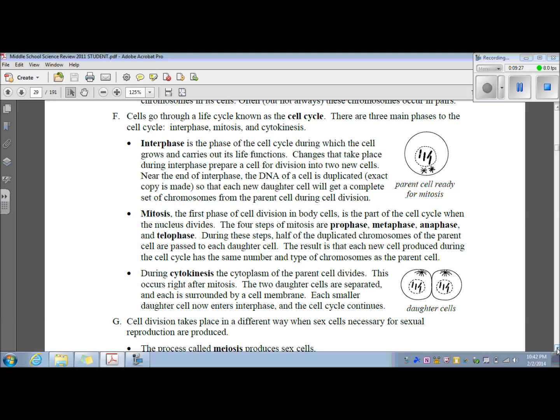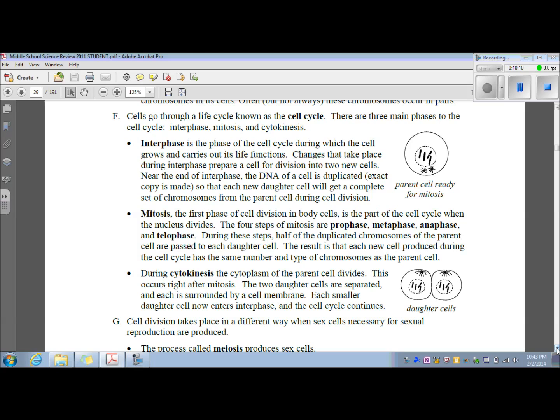Mitosis, the first phase of cell division in body cells, is the part of the cell cycle where the nucleus divides. The 4 steps of mitosis are prophase, metaphase, anaphase, and telophase. I always remember these 4 phases as PMAT: prophase, metaphase, anaphase, and telophase. During these steps, half of the duplicated chromosomes of the parent cell are passed to each daughter cell. The result is that each new cell produced during the cell cycle has the same number and type of chromosomes as the parent cell.